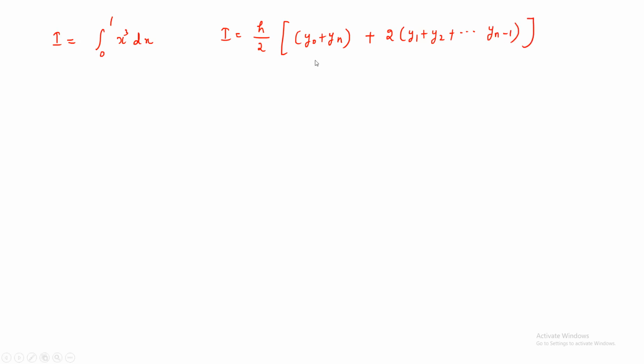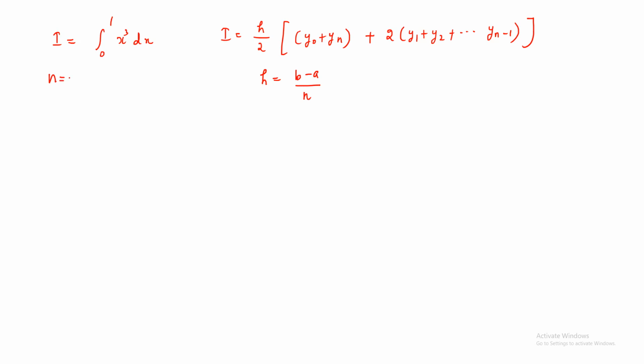So we have an integral I equal to the integral from 0 to 1 of x cube dx. For the trapezoidal rule, the formula would be I equal to h by 2 into y naught plus yn plus 2 into y1 plus y2 and so on till yn minus 1. Here h would be (b minus a) by n.